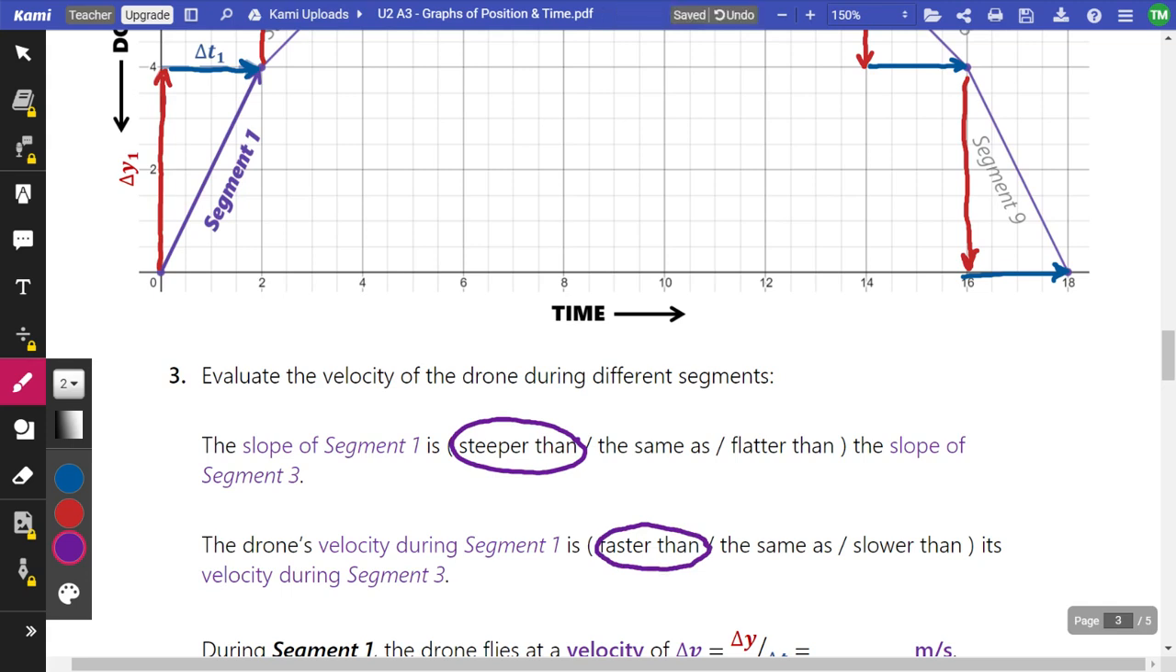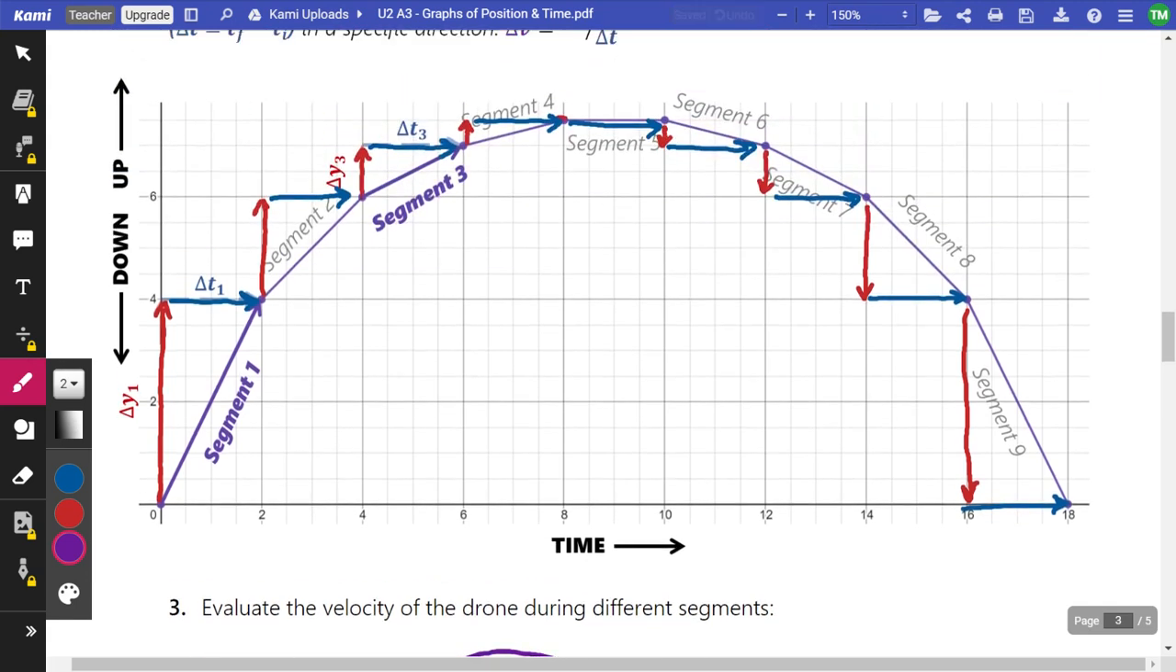In this case, the drone starts by moving upwards, and then it stops for a second, and then it moves downwards. So the drone starts by moving up very quickly, and then it slows down, slows down until it stops for about 2 seconds, and then it starts to move downwards a little bit faster, and faster, until it eventually reaches back to the ground.